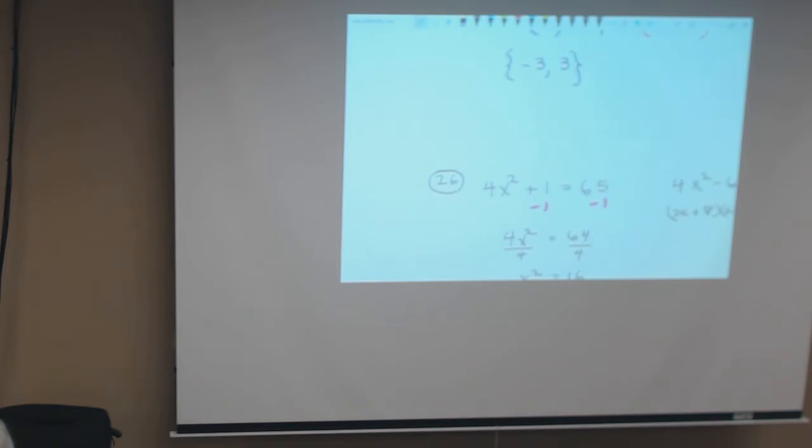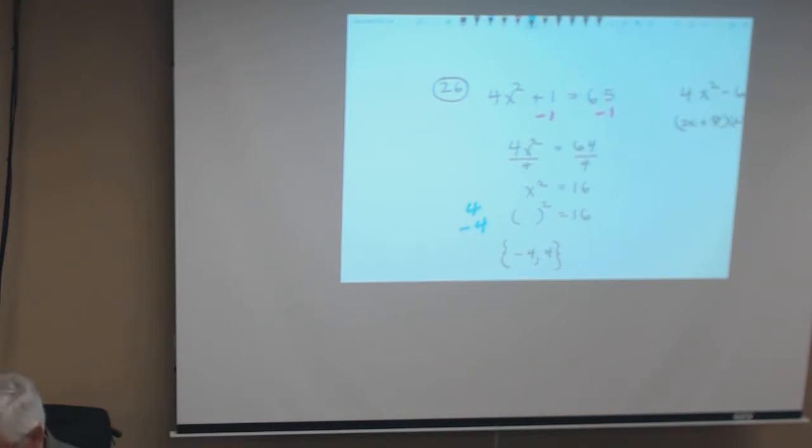Number 26, same kind of thing. I subtract 1 from both sides. I get 4x squared is 64. Divide by 4. X squared is 16. That would be 4 and negative 4, the two numbers that I could square to get 16.